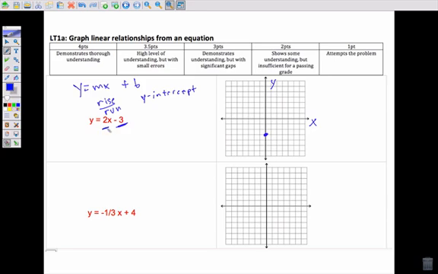Now we have a slope of 2, m is 2, so rise over run equals 2 over 1. So what that means is from this point, we rise 2 and we run 1, up 2, over 1. Rise 2, run 1. Rise 2, run 1. Once I've got all those points, all that's left to do is connect them with a line.